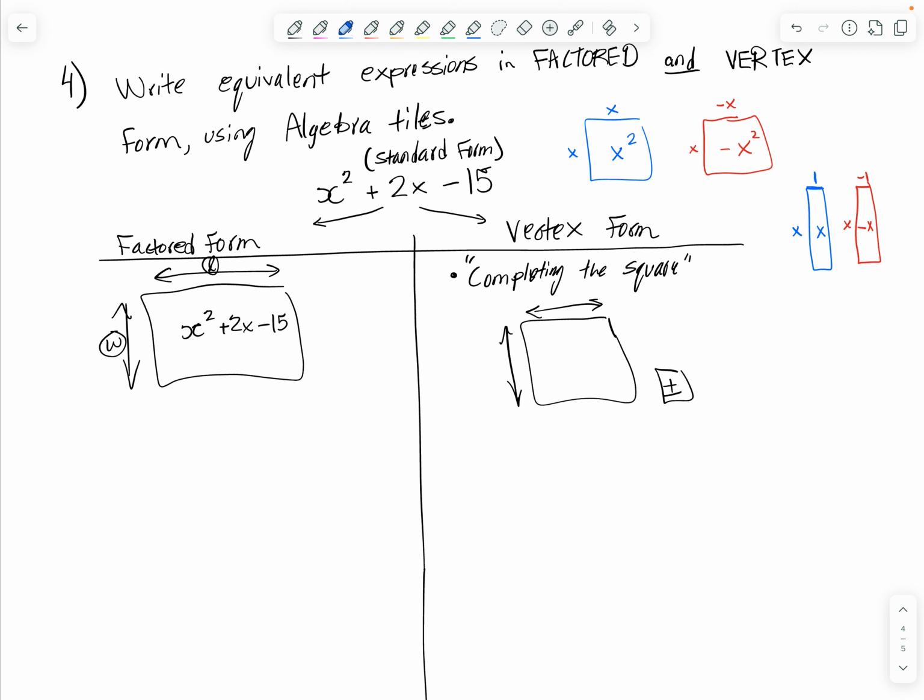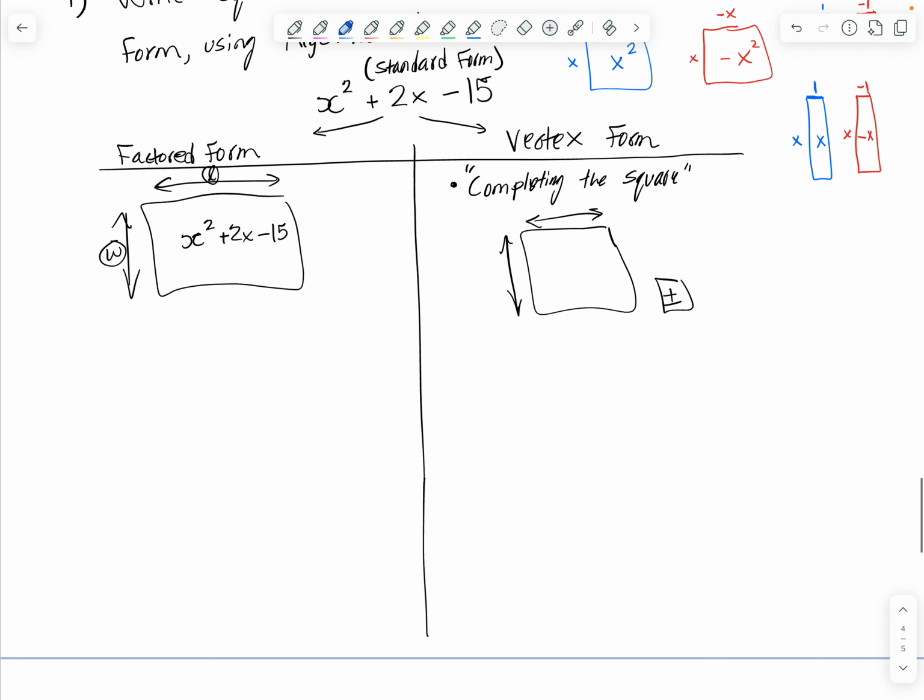And last but not least, I have the small squares. The unit tile would be an area of 1. It's just a 1 by 1. And then I have a negative tile as well. This would be a negative 1, like a negative 1 by a 1. Okay, so that's how I get an area of negative 1. Good. Now I know how to use my tiles. Let's go with factored form here first.